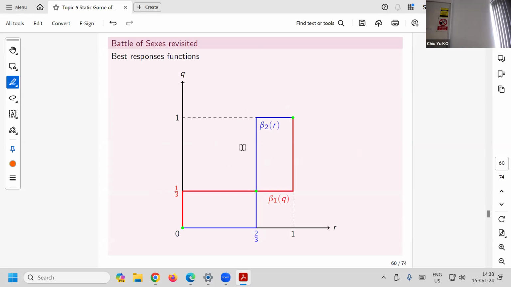Okay, so you can see the intersection actually has 3 green dots. It's (0, 0), (1, 1), and (2/3, 1/3), right? And (1, 1) is the opera. (0, 0) is football, right? And here we have R, the girl, with 2/3 of the time choosing opera, 1/3 of the time choosing football, and the boy will be 1/3 of the time choosing opera, 2/3 of the time choosing football. So that would be the outcome here.